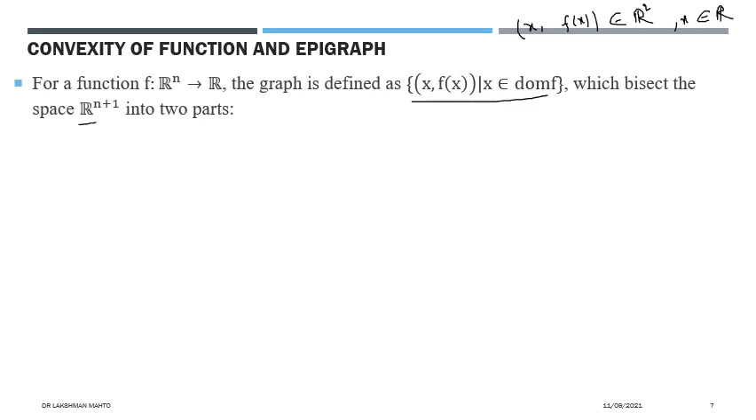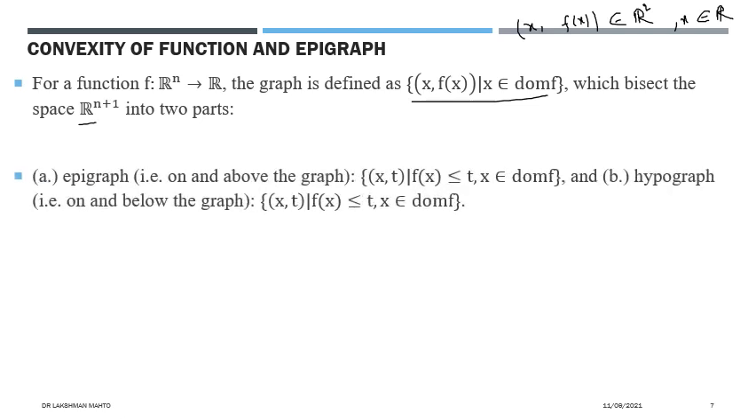So if you define a graph of a function, it creates a dichotomy: it divides the complete n plus 1 dimensional space into two parts. One part we call the epigraph, another part we call the hypograph. That division we see here like this. So the epigraph is the portion of the space which is on and above the graph, and that we call the epigraph.